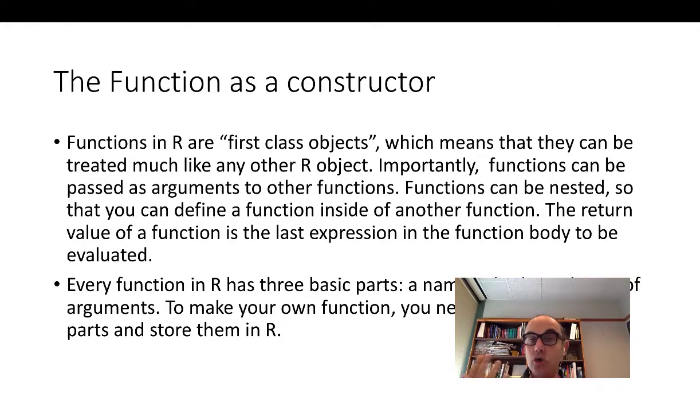The function as a constructor. Functions in R are first-class objects, which means that they can be treated much like any other object. Importantly, a function can be passed as an argument to another function. Functions can also be nested, so you can define a function inside another function. Every function has three basic parts: a name, a body, and a set of arguments. To make your own function, you need to replicate those parts and store it in R.